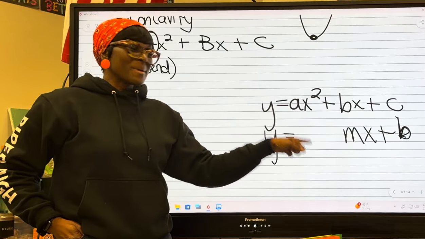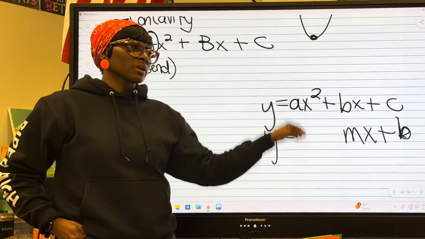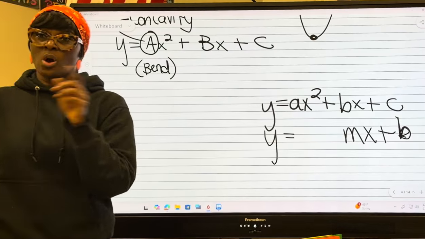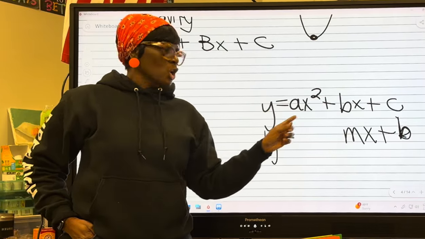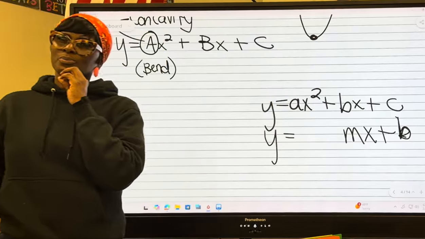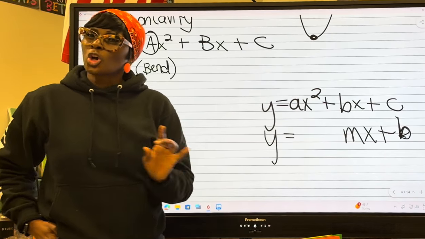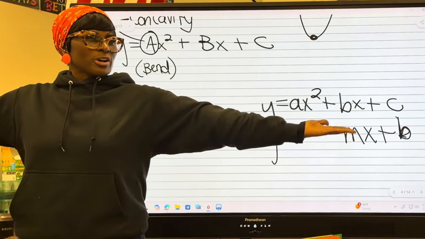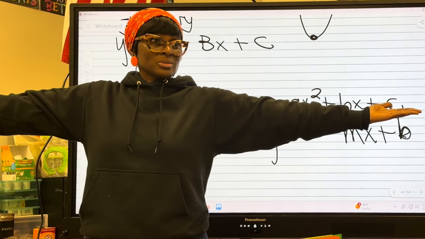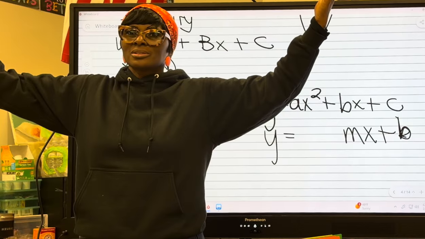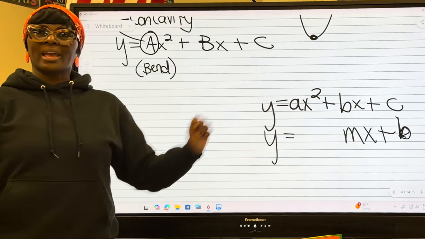But what would make it miss the ax squared? The A has to be what? What's the only thing that can make this whole thing disappear? Because if A is 1, it doesn't disappear. It stays x squared. If A is 5, it doesn't disappear, because it stays 5x squared. So what does the A have to be to make this whole thing disappear? It's got to be 0. Because 0 times anything makes that whole thing go away. So what is the A on a linear function? It's 0. When the A is 0, there is no bend. It's just a straight line. What makes the bend? The A.